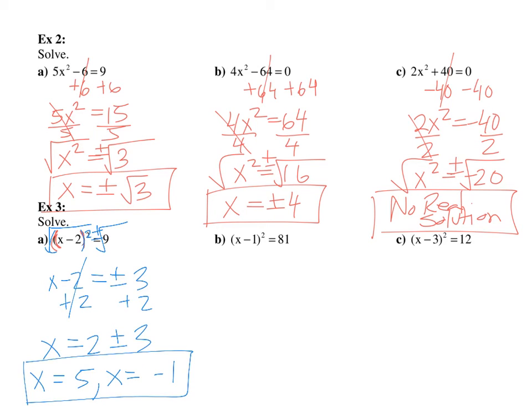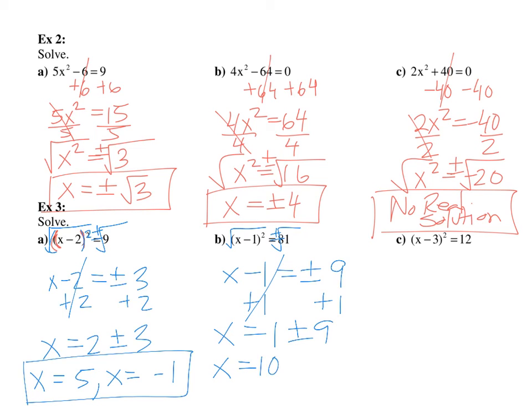Done. For the next one, I have to take the square root of both sides, positive, negative. I have x minus 1 is equal to positive, negative 9. Then I add 1, and I get x is equal to 1 plus minus 9, and x is equal to 10. And then 1 minus 9, that's negative 8. Done.